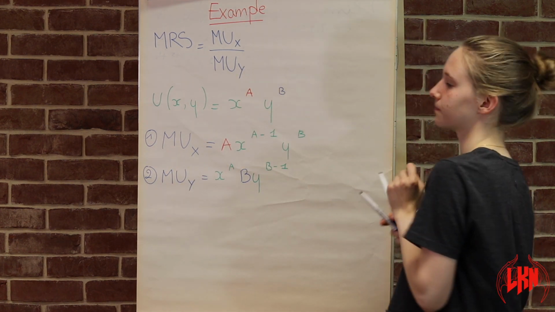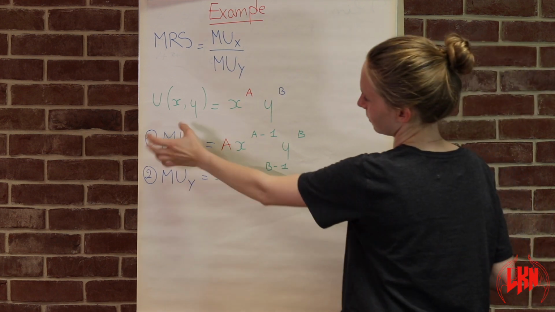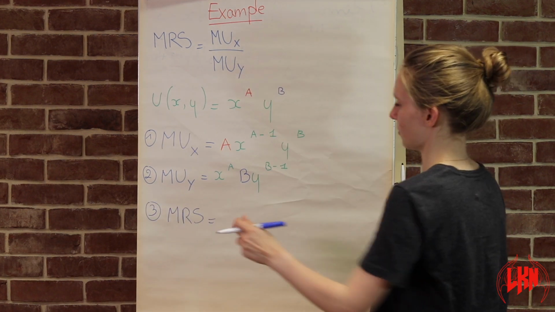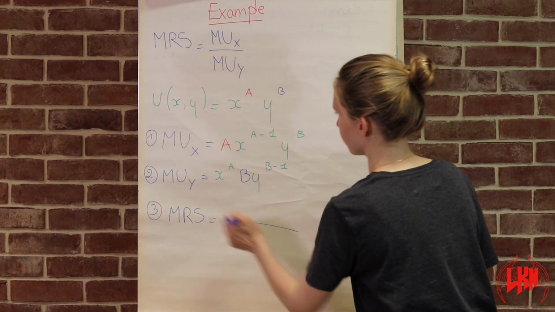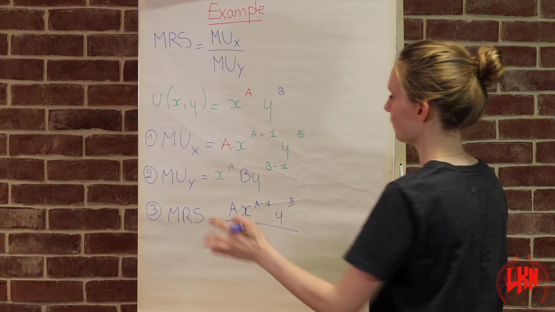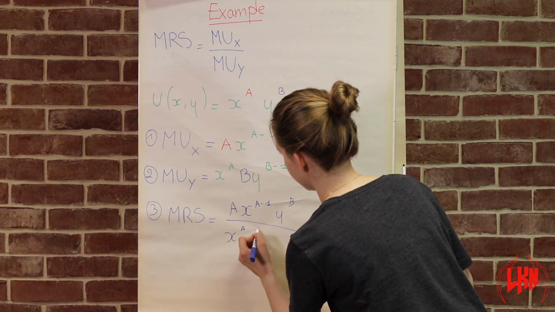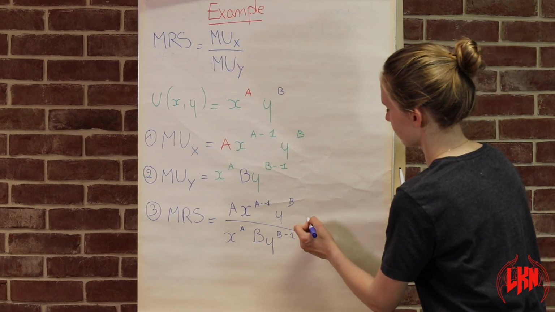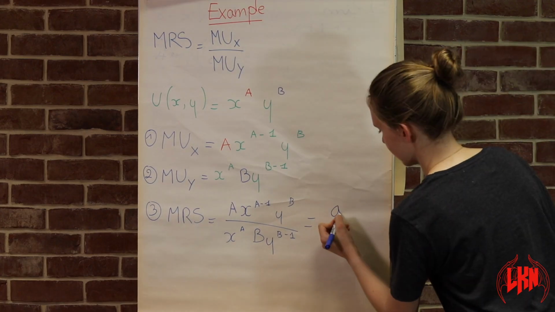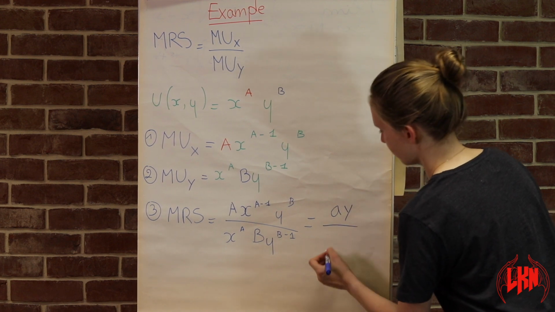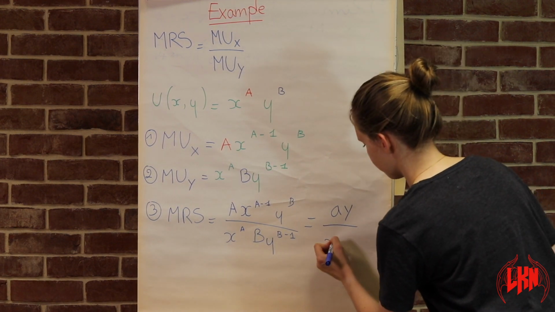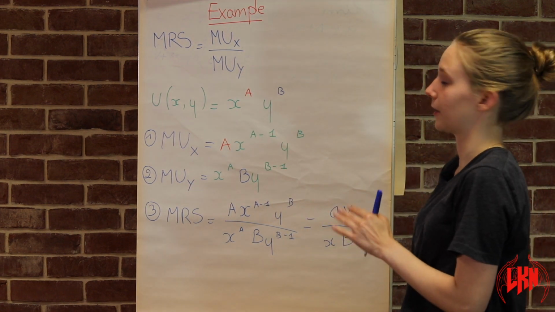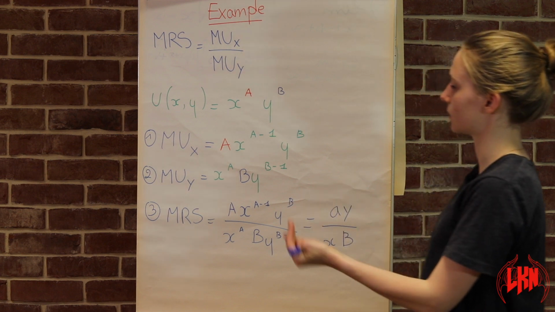So now we have our two marginal utilities, and we are going to be able to find the marginal rate of substitution by dividing this one by this one. So let's do this. Third step. The marginal rate of substitution is equal to this over x to the power a times b y to the power b minus 1. This is equal to a times y over x times b. And that's it. We have done it here with letters, but if you have a number in an exercise, it's going to be exactly the same thing.